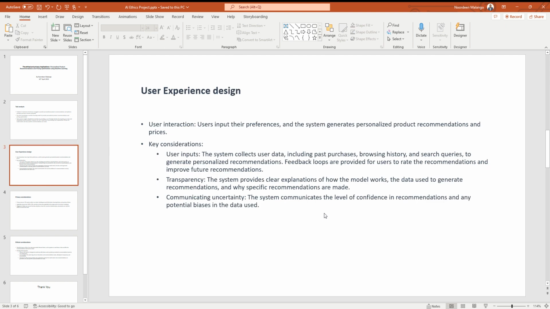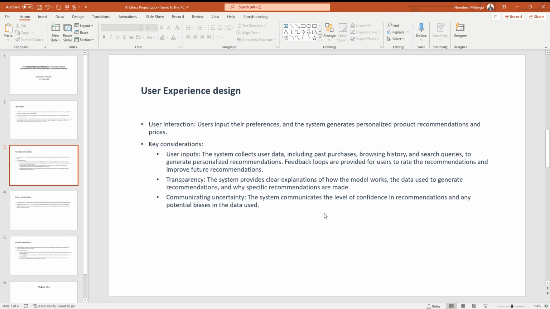In terms of user experience design and user interactions, users input their preferences, and the system will be able to generate personalized product recommendations. There are a number of key considerations that we need to take into account when we want to design a good user experience. When the user inputs, the system will collect user data, including past purchases, browsing history, as well as search queries to generate personalized recommendations. And feedback loops are provided for users as well to rate the recommendations and improve future recommendations.